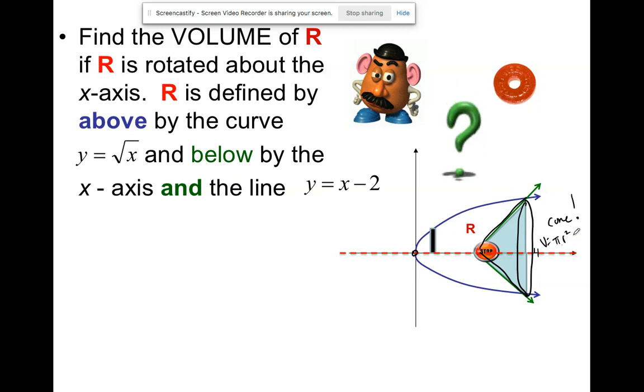The area of the base times the height. Can you see what the height of my cone is? That's the radius, sorry. Radius I meant, and height.